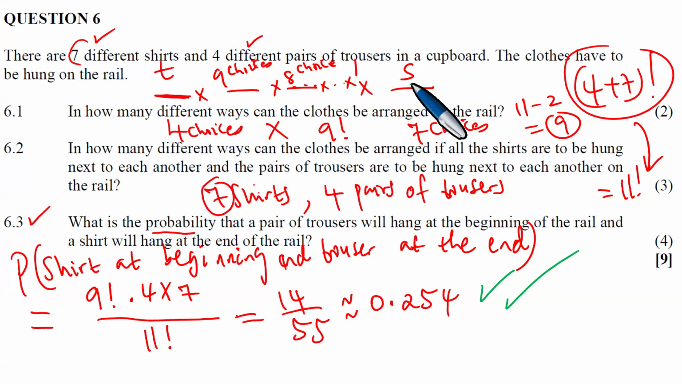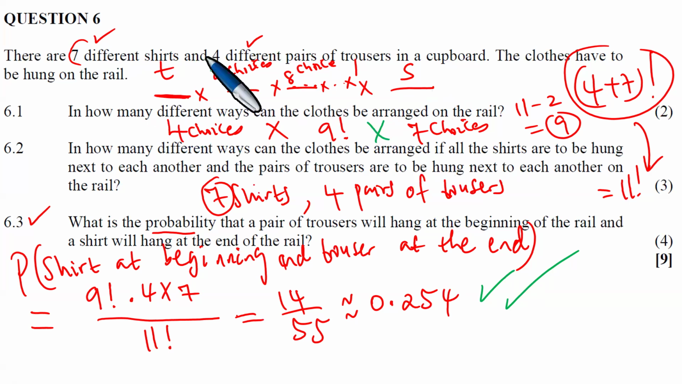And then here, for the shirts, there are 7 shirts altogether. But you must put only one shirt here at the end. So to put only one shirt at the end, you choose from how many shirts? From 7 shirts. So you have 7 choices to make.